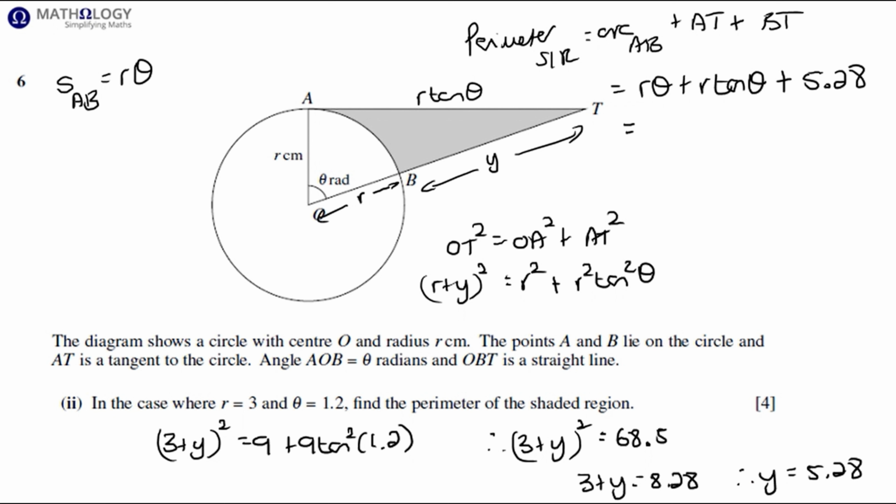And you can just find the expression r theta plus r tan theta plus BT. That will be 3 times 1.2 plus 3 tan 1.2 plus 5.28, which is approximately 16.6 centimeters.